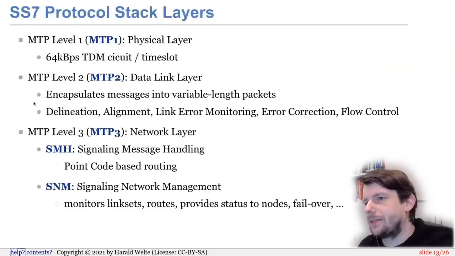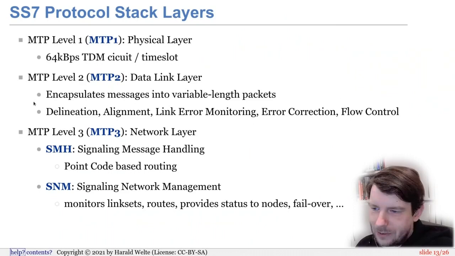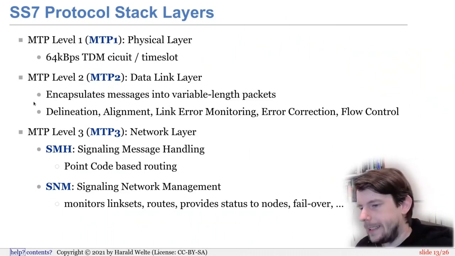So if we look at the different protocol stack layers, from top to bottom in inverse order, we have MTP1, which is the physical layer, our 64 kilobit TDM circuit or time slot on an E1 line, for example. On top of that, we have MTP level 2, which is a data link layer that takes care of encapsulating messages into variable length packets. So we have link alignment, link error monitoring, error correction, flow control, and these kind of tasks on MTP2.